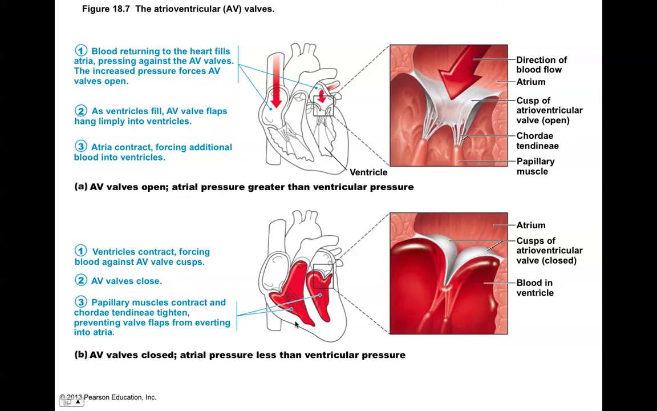When these valve cusps are closing, the chordae tendineae that are secured to the papillary muscles will secure those valves so they don't collapse backwards. The papillary muscles contract and the chordae tendineae tighten, preventing the valve flaps from everting into the atria.